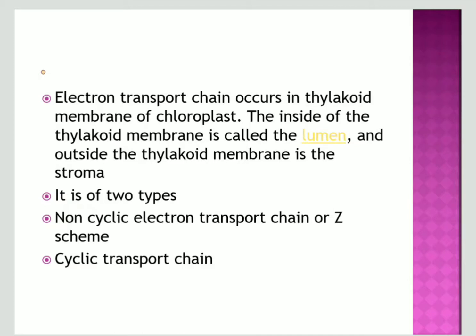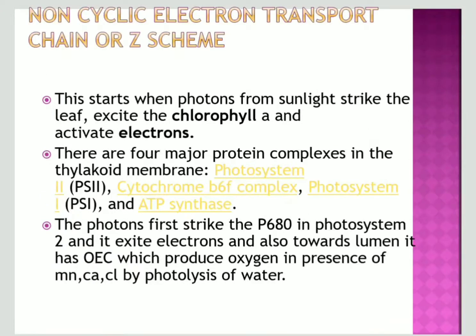The electron transport chain occurs in the thylakoid membrane. Inside the thylakoid we call it the lumen and outside we call it the stroma. It involves two types: the non-cyclic electron transport chain, also called the Z scheme, and the cyclic electron transport chain. We will discuss them one by one. First is the non-cyclic electron transport chain, or the Z scheme.